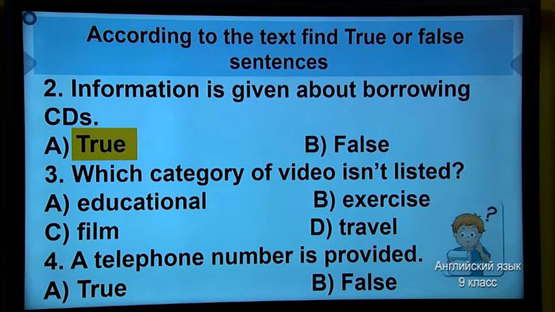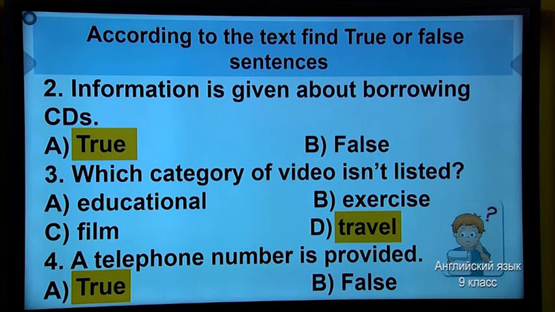Third one, which category of video isn't listed? A. Educational. B. Exercise. C. Film. D. Travel. Yes, you are right. It is travel. Fourth one, a telephone number is provided. A. True. B. False. Which one is correct? Yes, you are right. It is true.